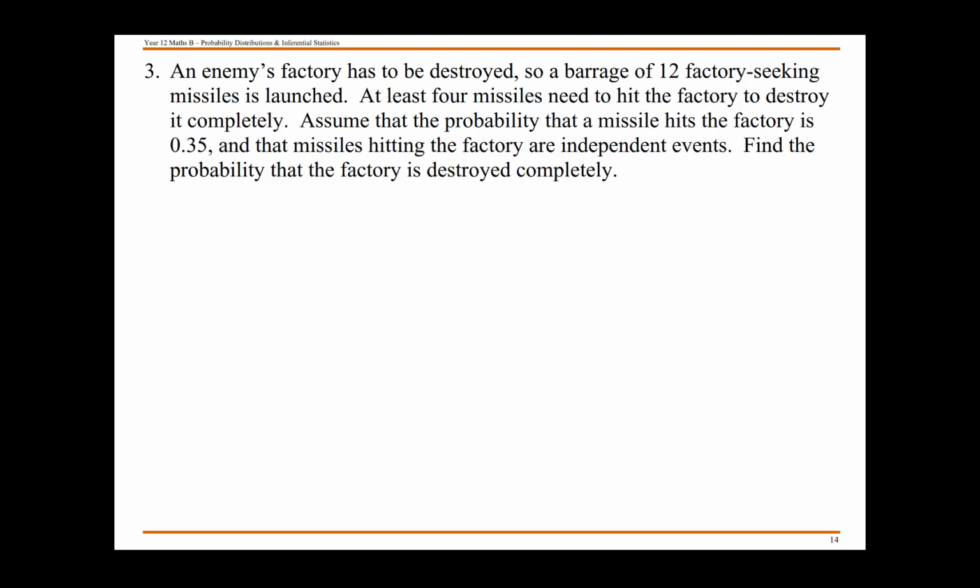Okay, so an enemy's factory has to be destroyed, so a barrage of 12 factory-seeking missiles is launched. So you've got 12 missiles launched. At least 4 missiles need to hit the factory to destroy it. Assume the probability a missile hits the factory is 0.35, and that missiles hitting the factory are independent events, which tells us it's binomial. Find the probability the factory is destroyed completely.